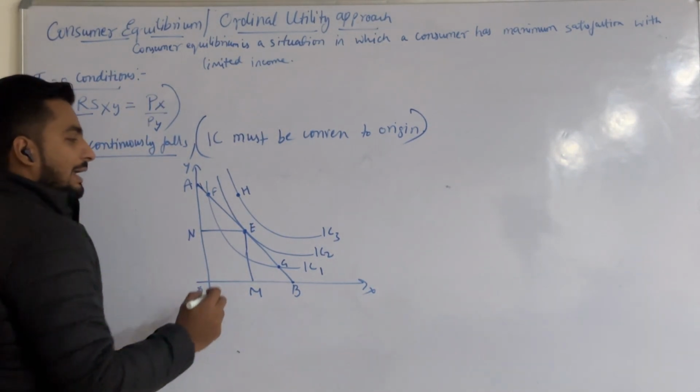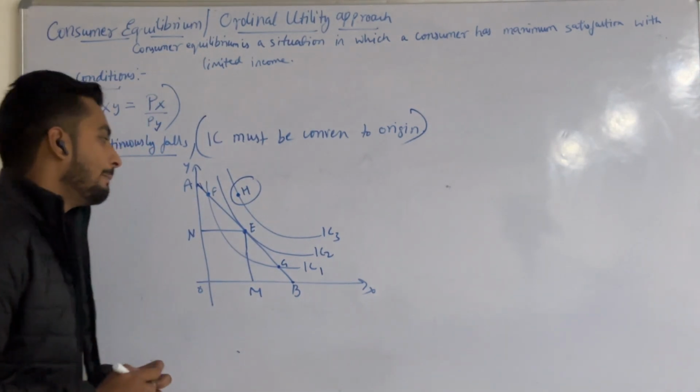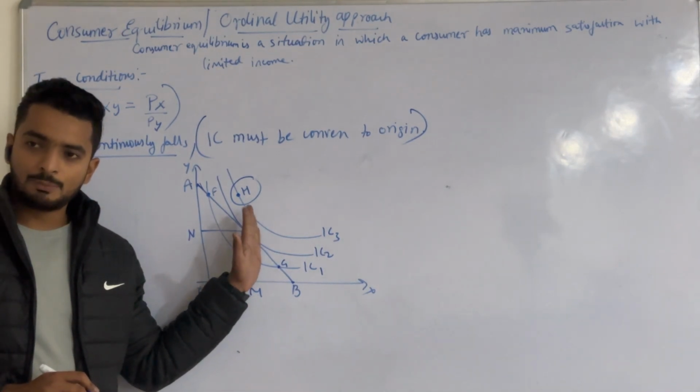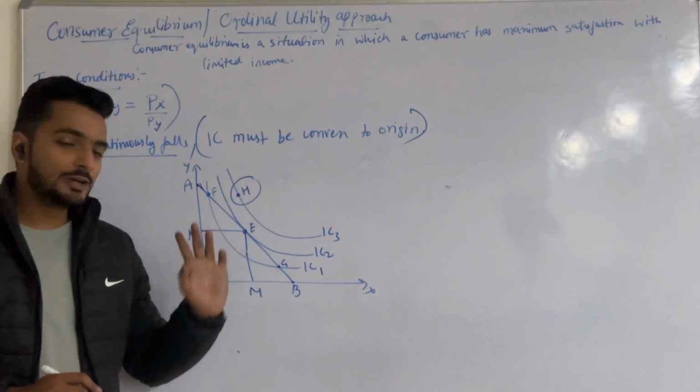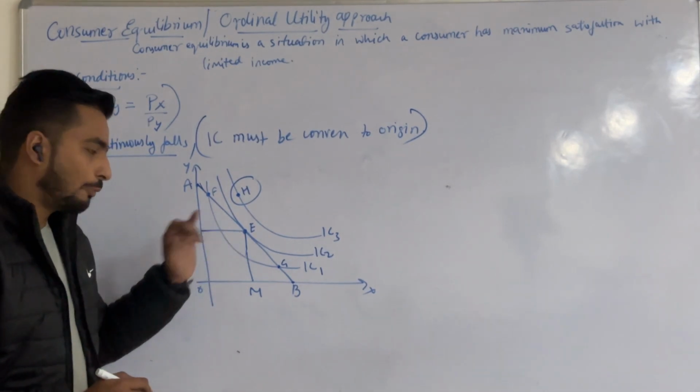Now, why is the consumer not in equilibrium at point H? Because it is out of his budget line. He is not in equilibrium at point H because it is out of his budget. It is not in his budget. So he will be in equilibrium at point E only.